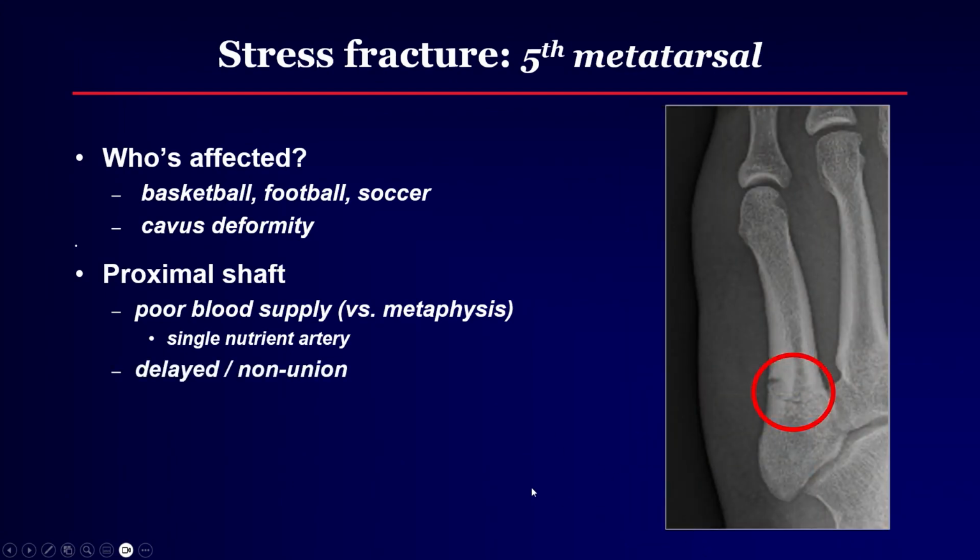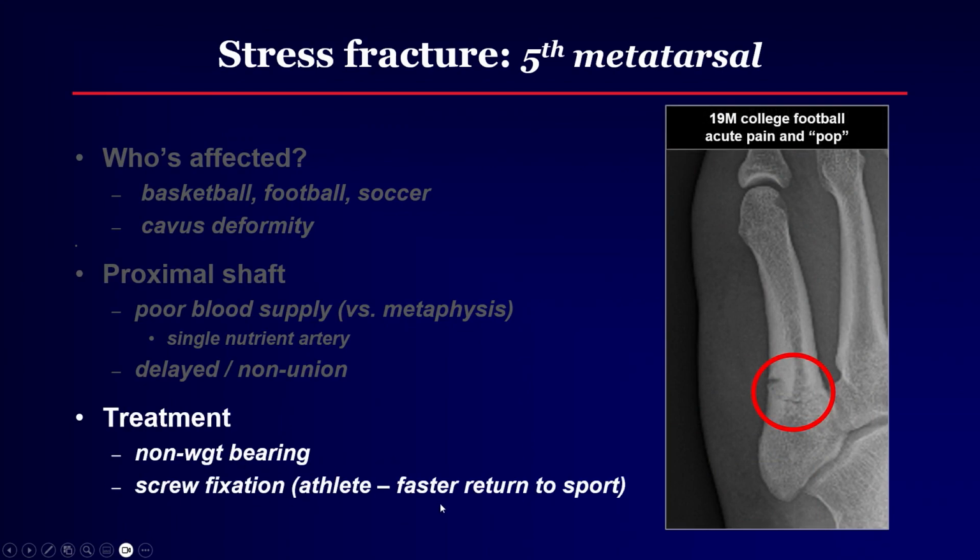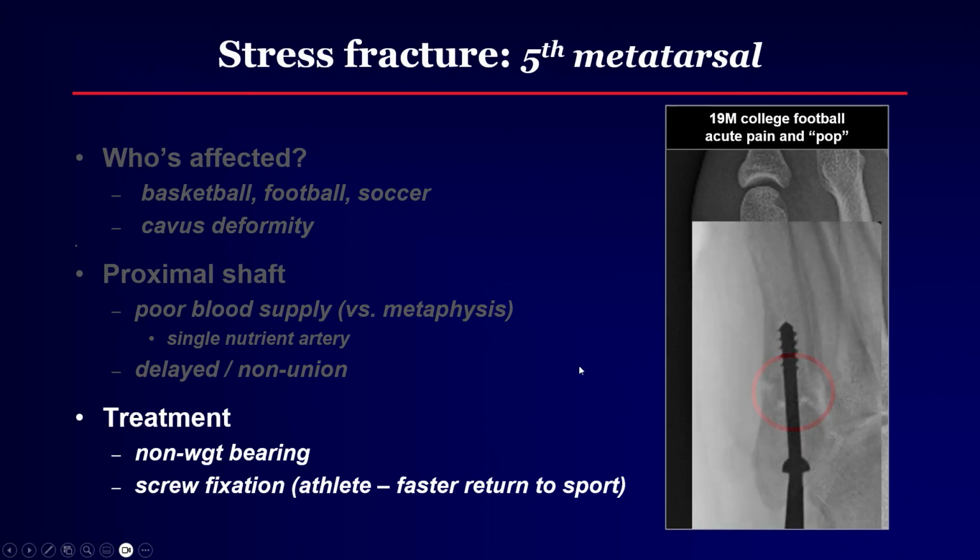So here, this is where they will sometimes go ahead, and if conservative non-weight bearing doesn't help, they'll put a screw in. And here you can see college football, felt a pop. You can tell it doesn't really look like an acute fracture, but he probably had an acute injury on top of working on a stress fracture. So they did this, and this helps them get back into the sport faster. One of our surgeons thinks that this may actually cause more problems over time, but we see this quite commonly.